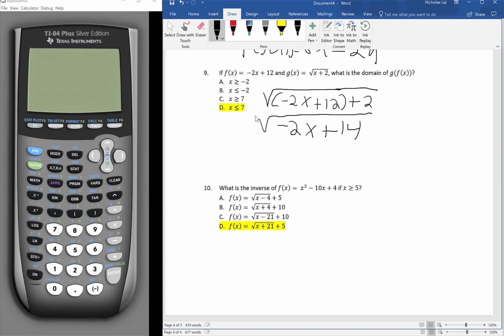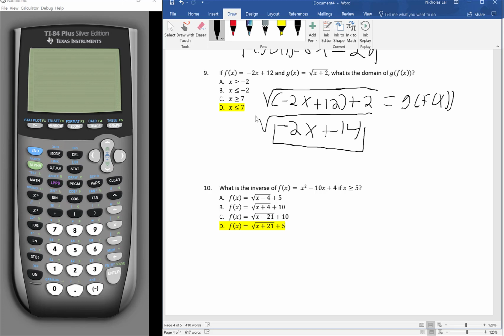And the domain of this function, remember this is all equal to g of f of x, is going to be any value where you're not taking the square root of a negative number. You cannot take the square root of a negative number, so the term inside the square root function must be greater than or equal to 0.